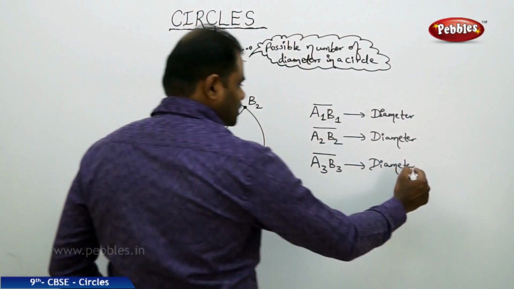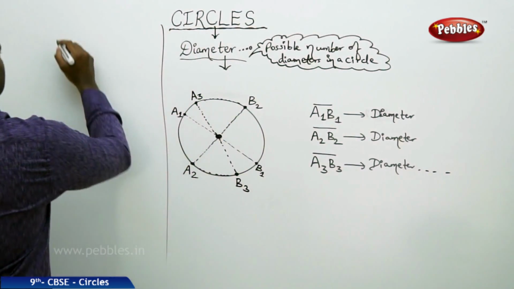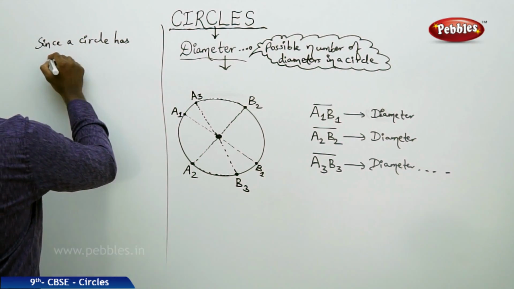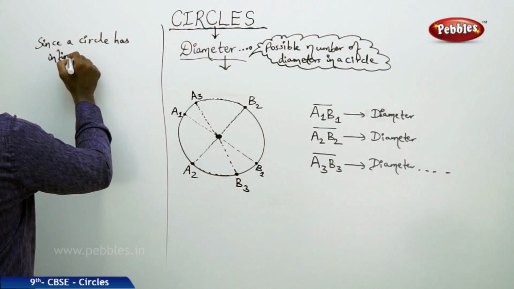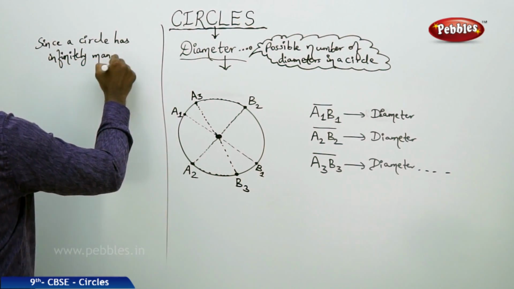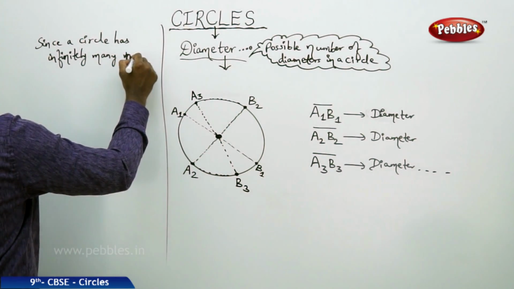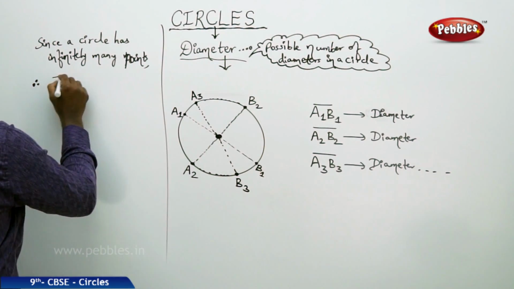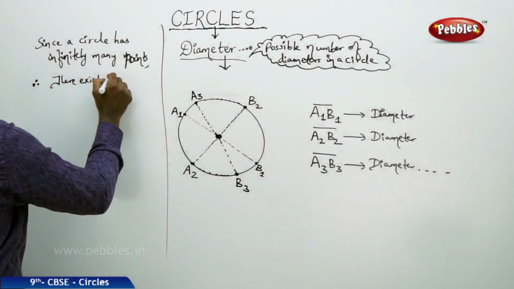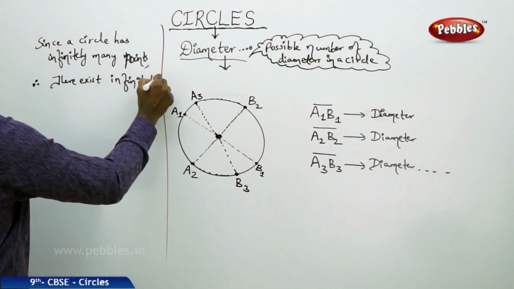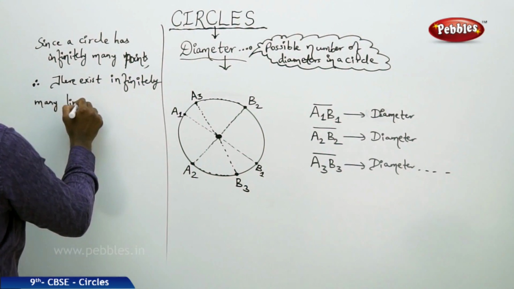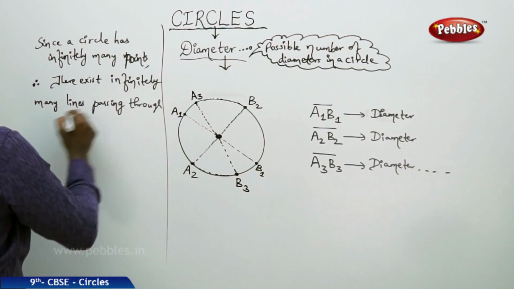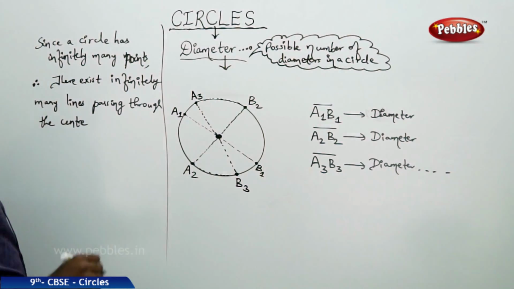So coming to this, I can just draw the conclusion that since a circle has infinitely many points, since a circle has infinitely many points, therefore there exists infinitely many lines passing through the center of circle.